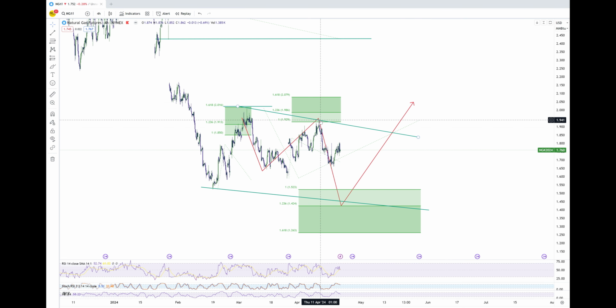So overall, as far as we are below the $2 range, natural gas is more likely to see new lows below February 16th, ideally towards the 150 to 125 area over here, and then from here it will be a good opportunity for at least a reaction to the upside to take place.